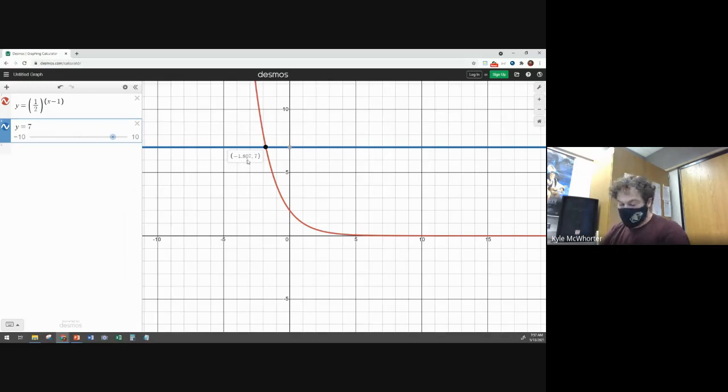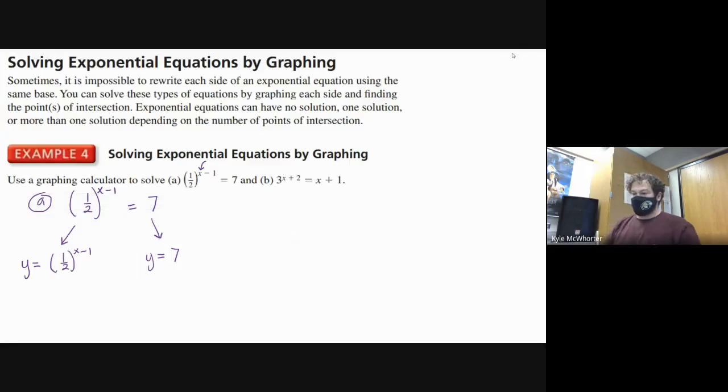So negative 1.807. And it rounds it. This is probably a really long decimal number. But 1.807, that's what we'll put. Negative 1.807. So we got x was equal to negative 1.807. Woo.